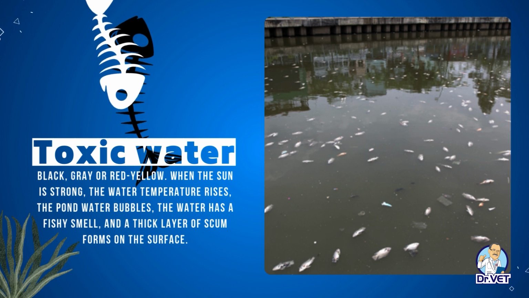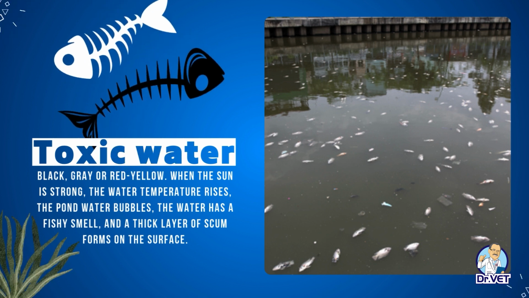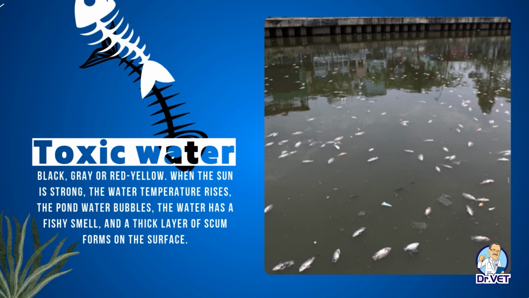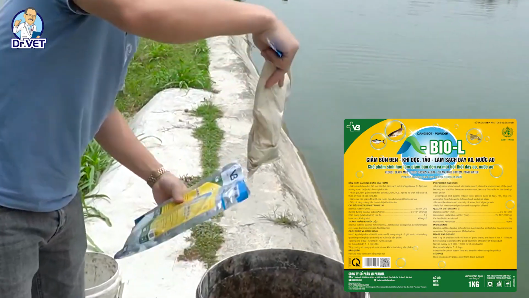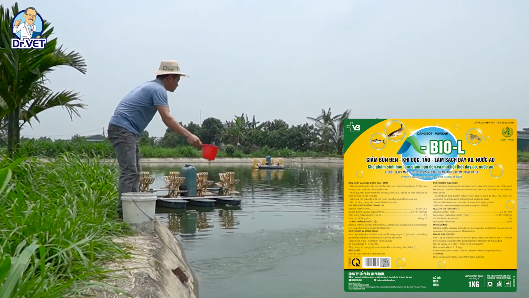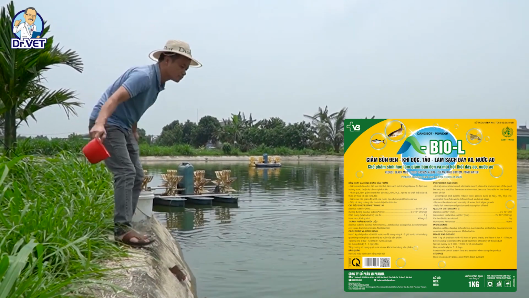When the sun is strong, the water temperature rises. The pond water bubbles, the water has a fishy smell, and a thick layer of scum forms on the surface. Periodically add BIOL probiotics to treat the pond bottom to help reduce black mud and toxic gases, reduce algae, and decompose organic matter.